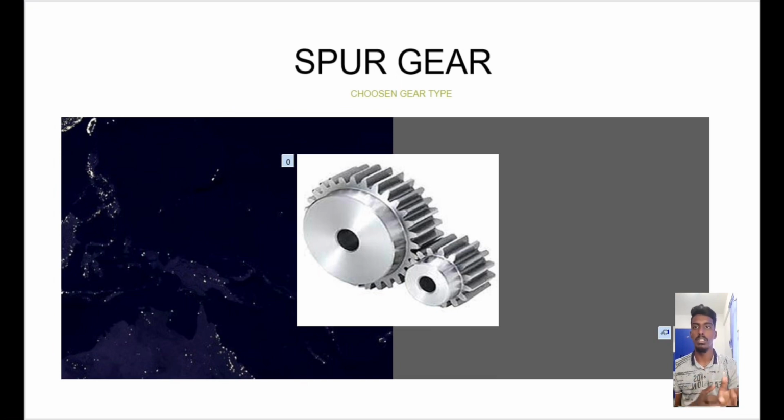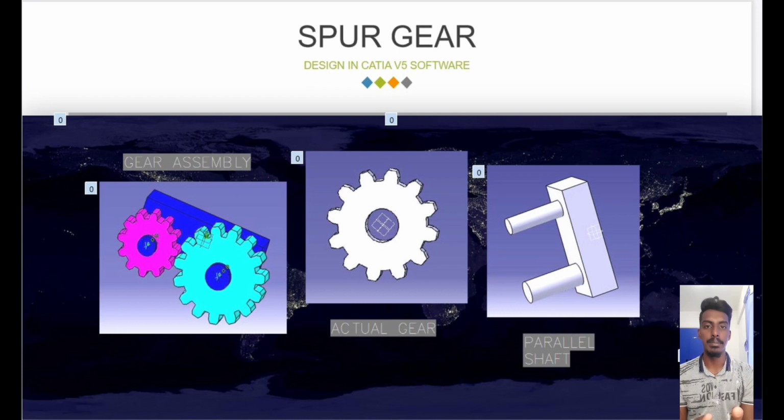That's all for the gear. I would like to continue with the design. This is what we were able to design in CATIA software. There are three pictures. The first picture is the gear assembly, which includes the driven gear, driver gear and the parallel shaft to hold the gears.